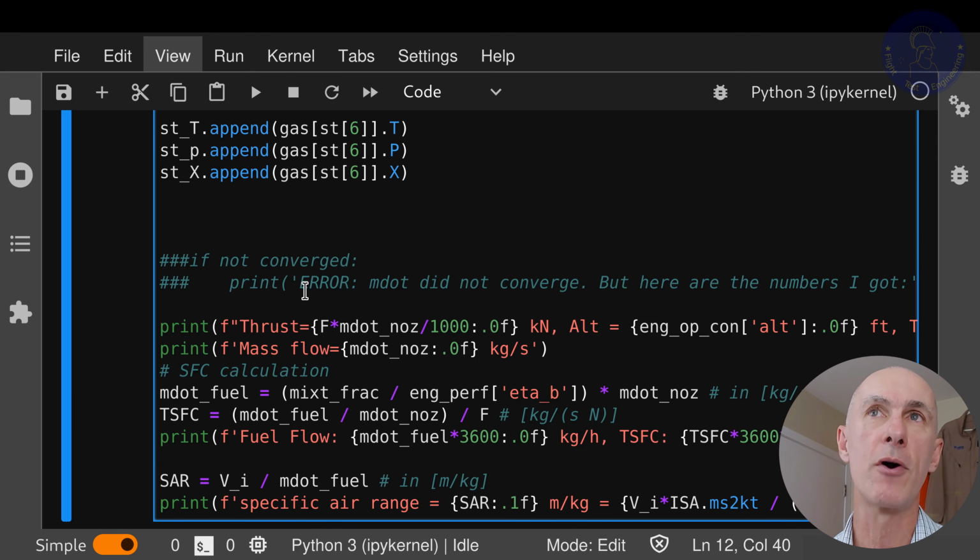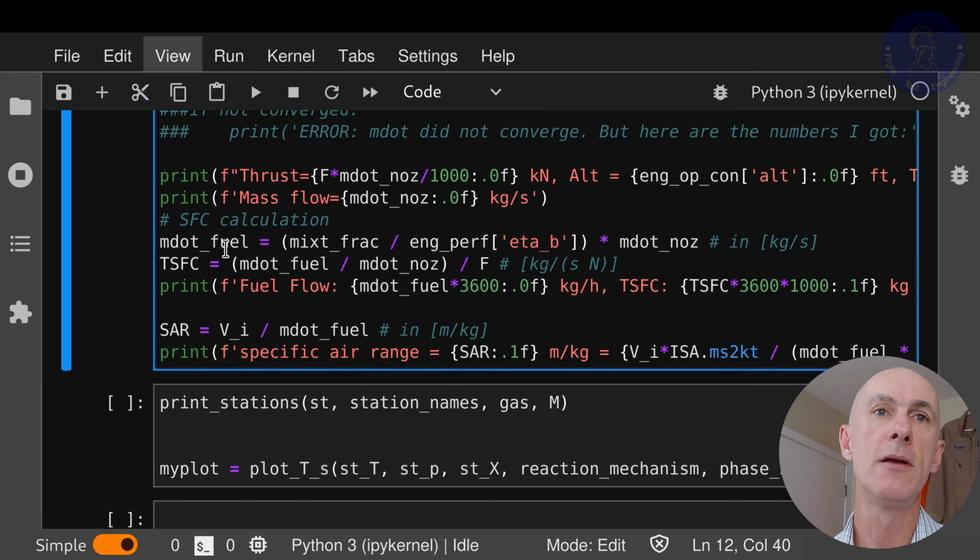And let's print out some more information here. The thrust, note that to go from specific thrust to thrust, we multiply by the mass flow here. So this will be F times m dot, and let's divide by 1000 to get back kilonewtons instead of newtons. Let's print the altitude and ambient temperature as well. And on the next line, let's print the calculated mass flow in kilograms per second.